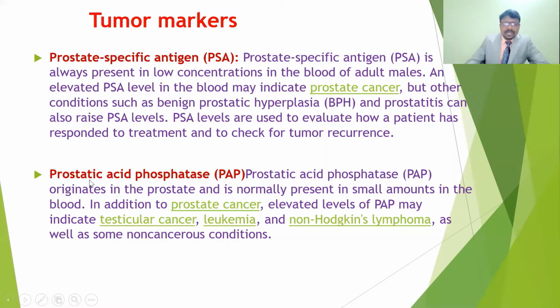Coming to the prostatic acid phosphate. This is also normally present in a small amount in the blood, but in case of prostate cancer, it is also increased. It can also rise in testicular cancer, leukemia, Hodgkin's and non-Hodgkin's lymphoma, as well as non-cancerous conditions. A small amount is available in the blood, but high levels of this prostatic acid phosphate indicate prostate cancer.